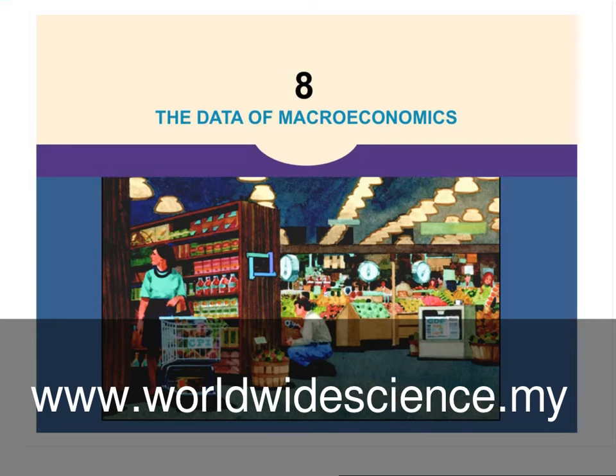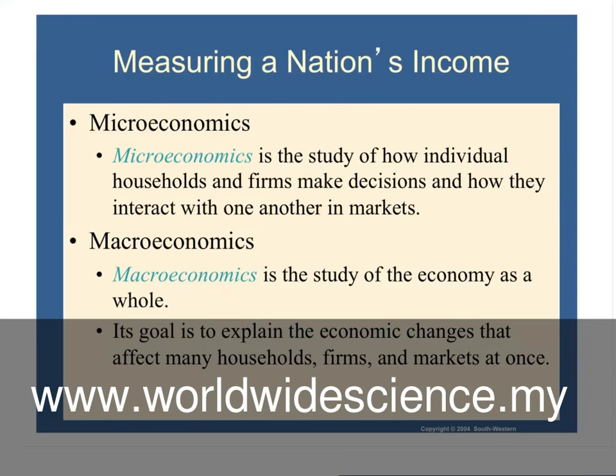So yes, today we are going to talk about macroeconomics. So far we've been discussing microeconomics, as I was just explaining. Micro is when the individual, like a firm, person, or household, makes decisions in the market and how their individual decisions interact with one another. But macroeconomics is the study of the economy as a whole. It's called to explain economic changes that affect many households and markets at once.